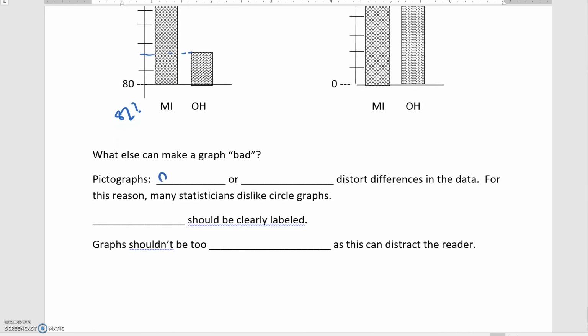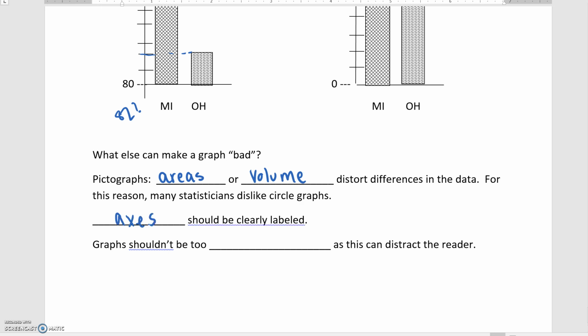Pictographs of areas or volumes can kind of trick the mind. They distort the differences. So pie graphs or circle graphs can also be hard to read. So your axes should be clearly labeled.